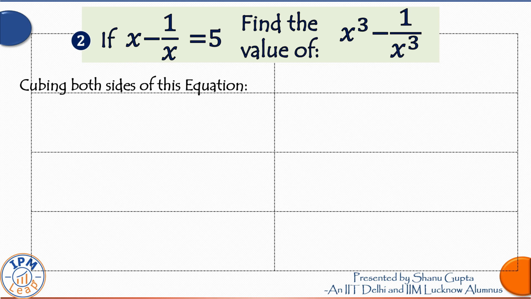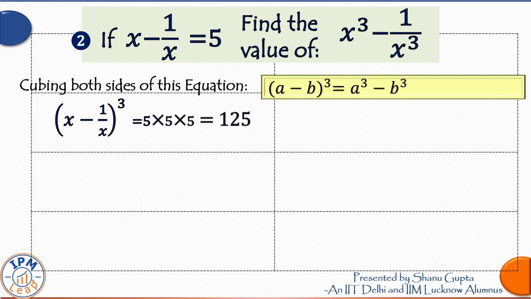Cubing this equation on both sides, we get (x minus 1 by x) whole cube on the left hand side, and the right hand side becomes 5 cube, 5 into 5 into 5, which is equal to 125. So whenever we need cubes, try and think of an algebraic identity which will give you cubes. Since we know that (a minus b) whole cube is equal to a cube minus b cube minus 3ab into (a minus b), if we equate a to x and b to 1 by x, we shall get the cube of our left hand side, right?